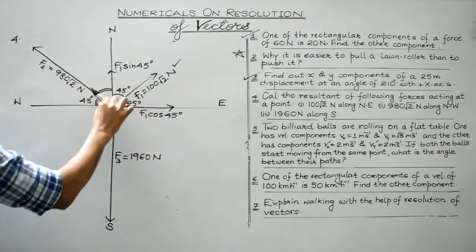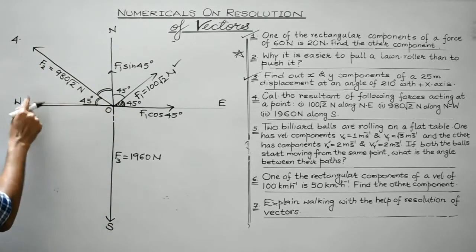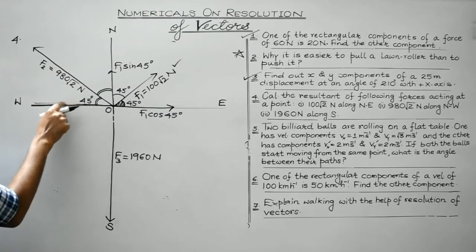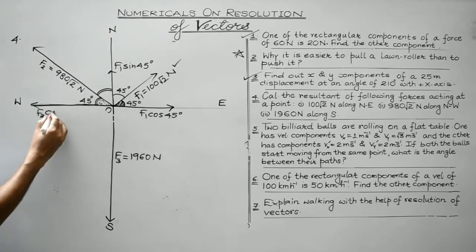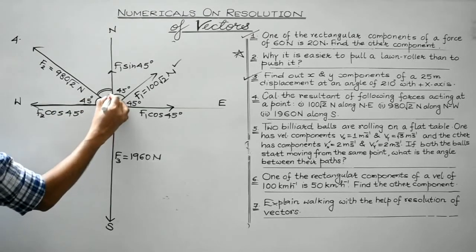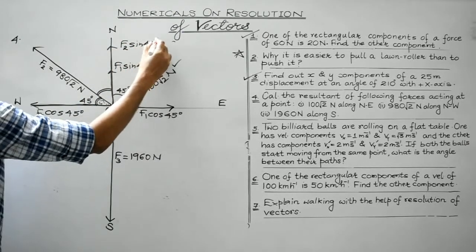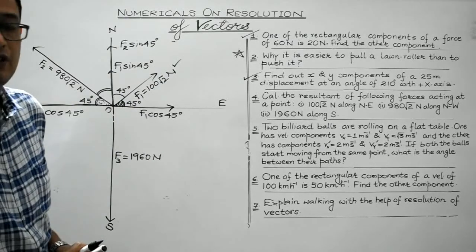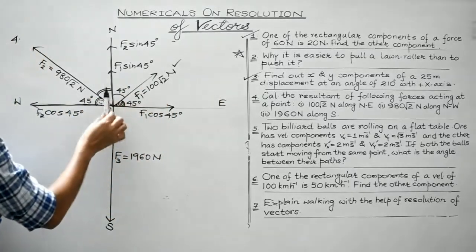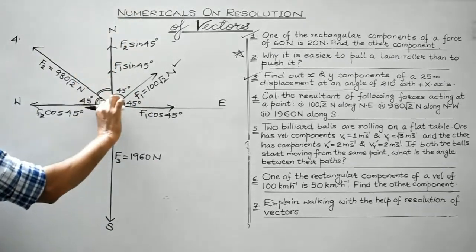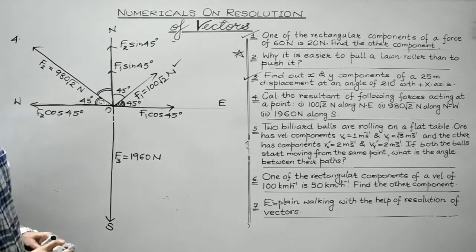Similarly, students, F2 being inclined, it can also be split into two rectangular components. Considering this angle, this component would be F2 cos 45 degrees, while the other perpendicular component would be F2 sin 45 degrees. Clear, students? So now the diagram becomes quite simple. We have F1 cos 45 towards east, F1 sin 45 and F2 sin 45 in the north direction, F2 cos 45 towards west, and F3, that is 1960 Newton, towards south.